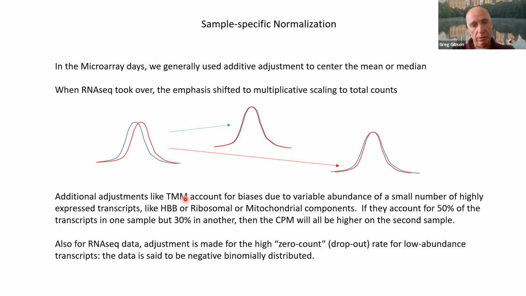Okay. And as I think I said yesterday, if those reads counted 50% of the transcripts in one sample, but 30% in another, then it would mean that the CPM would typically be higher in that second sample. And then we discussed zero counts as well.